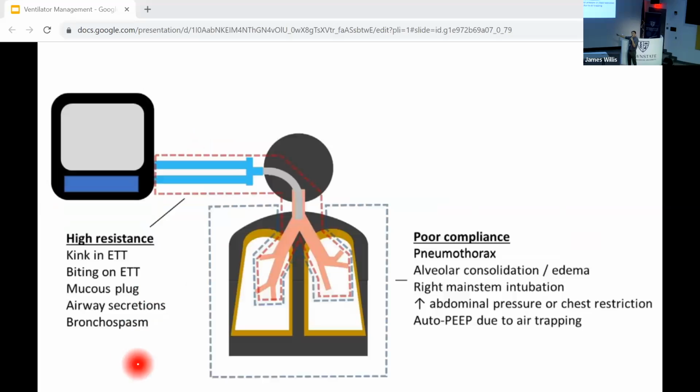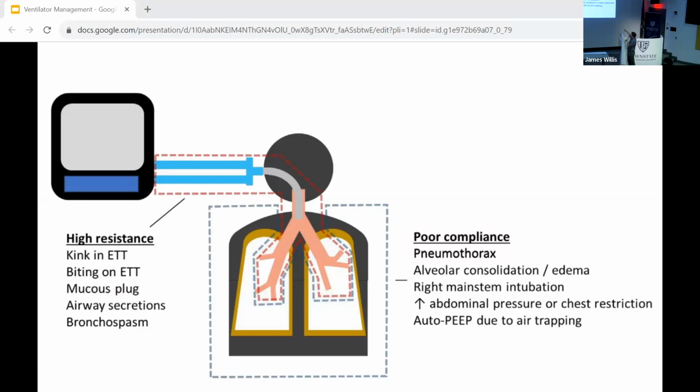High resistance, remember? High peak pressure, normal plateau. Kink in the ET tube, look at the ET tube. Patient biting, they're in misery, they're in distress. Do they need a bite block, some more pain control, some more sedation? Is there a mucus plug? Suction out the airway, problem resolved. A lot of airway secretions, asthma. Do they need a lot more aggressive albuterol?